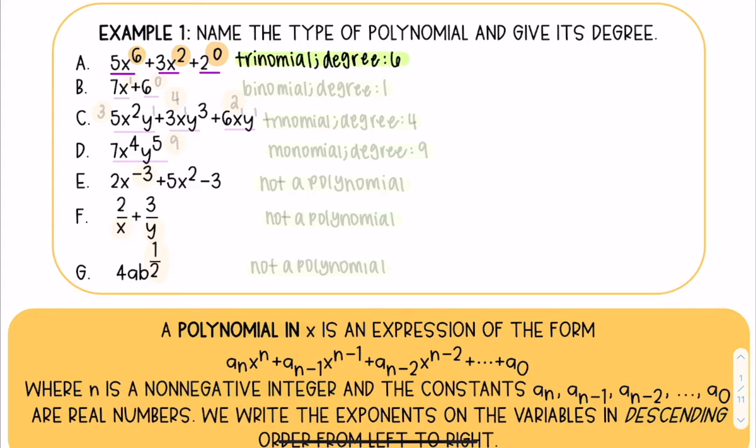Let's go ahead and try the next one. 7x plus 6. Remember, if there's no exponent written on our variable, it's a 1. So the degree of 7x is 1. And we know that the degree of any constant is 0. We have two terms here, 7x and 6, which makes this a binomial. And this is going to be degree 1, because that is the highest degree that's present.